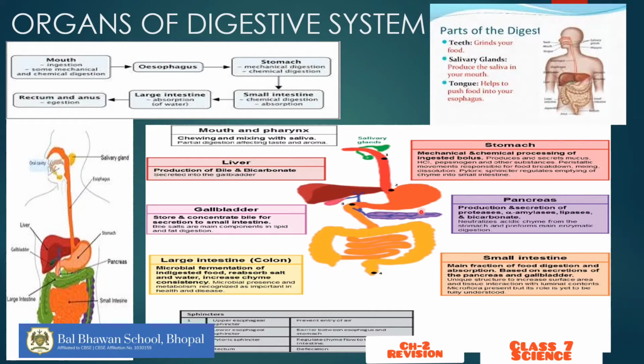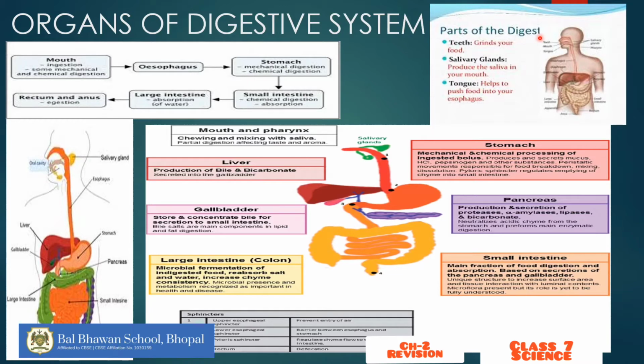Coming to the organs of the digestive system. The digestive system is studied under two headings. One, the organs of the digestive system, and second, the digestive glands. Coming to the organs of the digestive system, starting from the mouth, next is the esophagus, which is followed by the stomach, which is then followed by the small intestine, which is in turn followed by the large intestine, and lastly we have the rectum and anus.